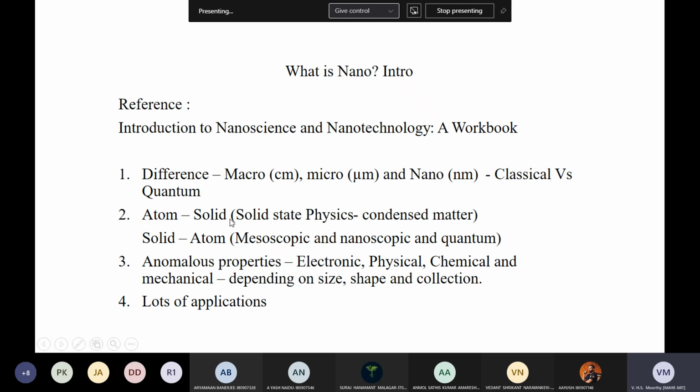Similarly, we have to see atom to solid, solid to atom. All of you may be aware that quantum mechanics started in the early 1900s, the early 20th century. Around the 1890s and the starting of the 1900s, you may be aware of black body radiation. To understand black body radiation, the first attempt at quantum mechanical understanding, something new had to be developed.